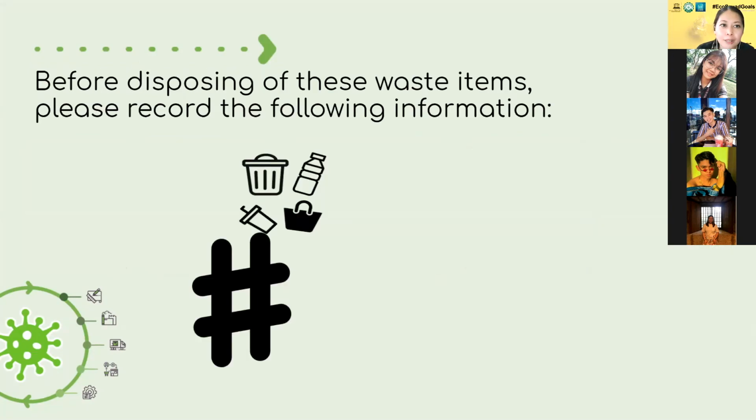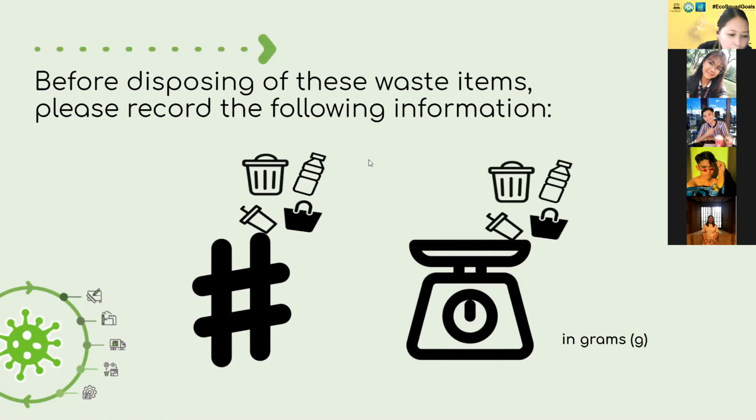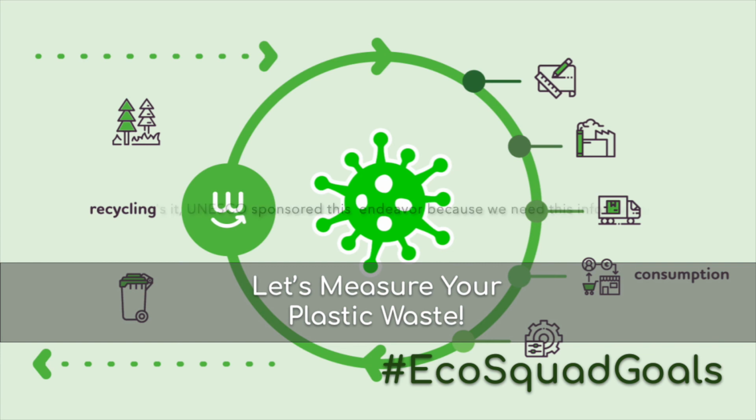We need you to record 2 types of information. The first is the number of individual items per category per week. The second information that we need is the weight of all items per category. So yun po, dito po namin kailangan ng inyong tulong at kaya po tayo spinonsoran ng UNESCO is because we need this information.